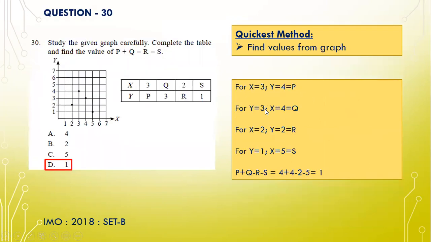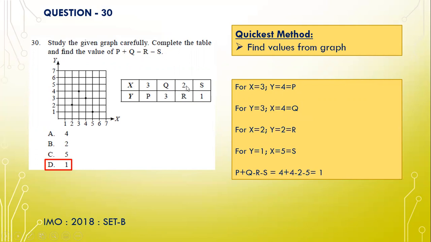So practice. Study the given graph carefully. Complete the table and find the value of p plus q minus r minus s. Easy question. So for x is equal to 3, what is the value of y? Value of y is 4. So p is equal to 4. For y is equal to 3, what is the value of x? X is 4. So q is 4.